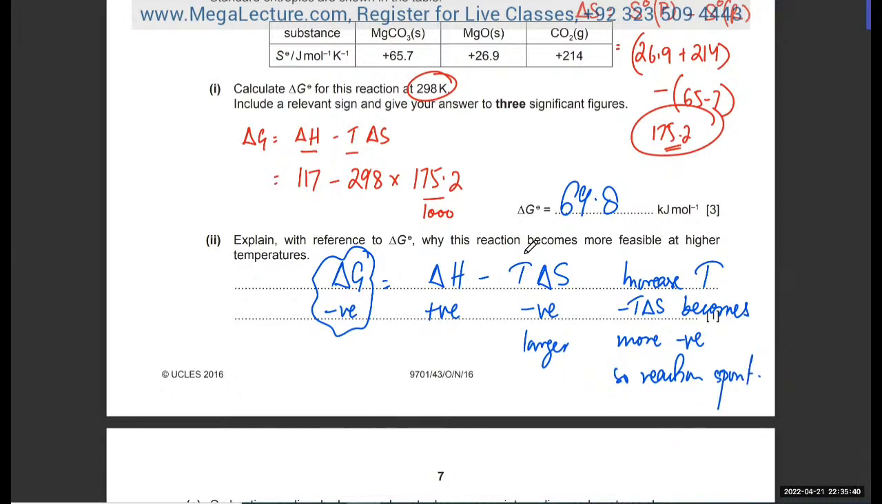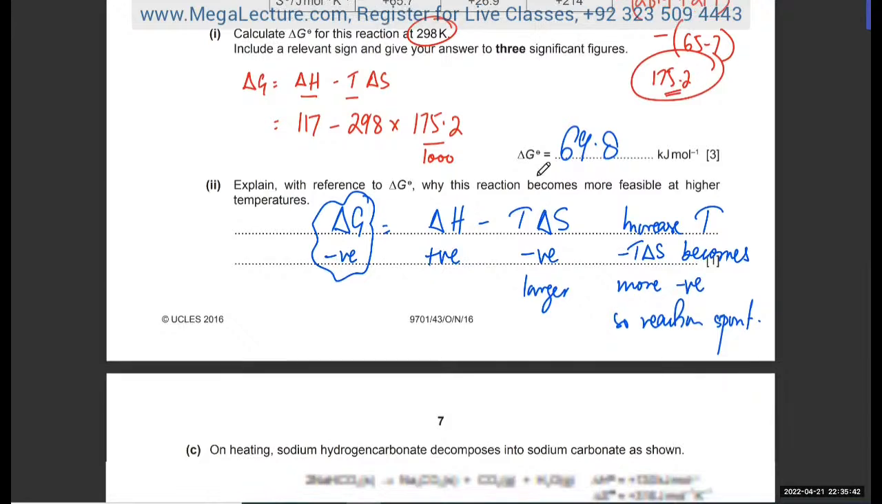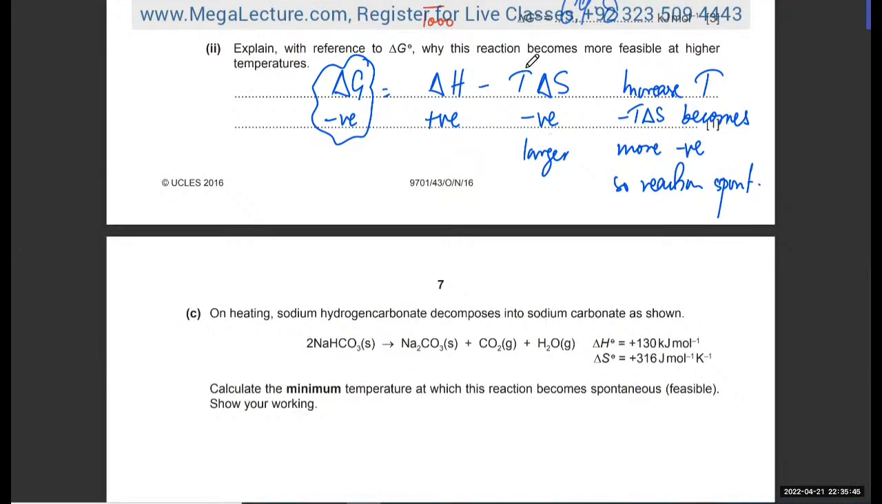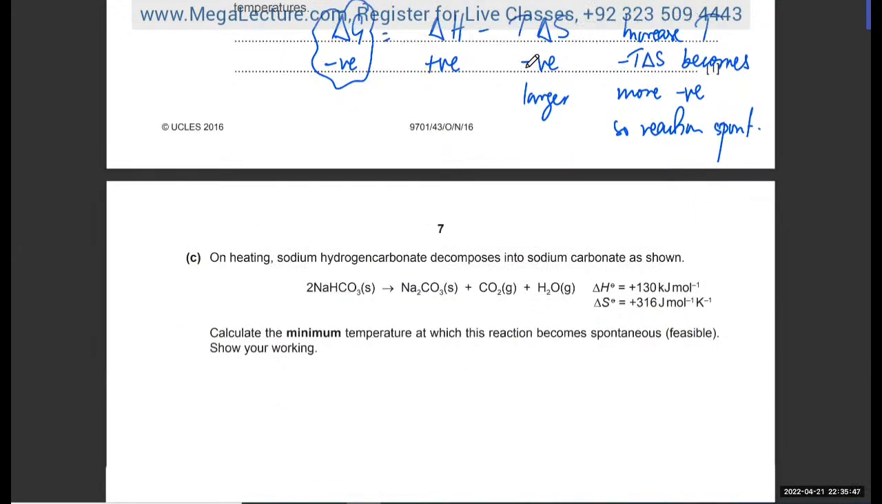Okay, so to make it spontaneous, T has to have a bigger value. Is this clear? Yes, sir.